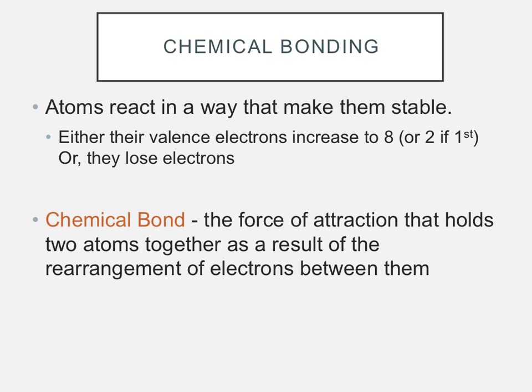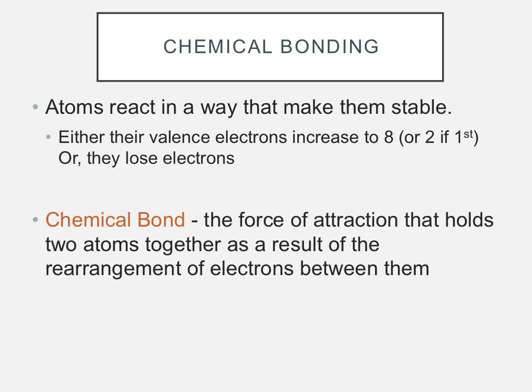And so what that means is they want to have their valence shells either be all the way up to 8, or if we're talking about the first shell, it only holds 2. So either being full at 2 or being full at 8. So they're either going to gain or they're going to lose electrons in order to become stable.